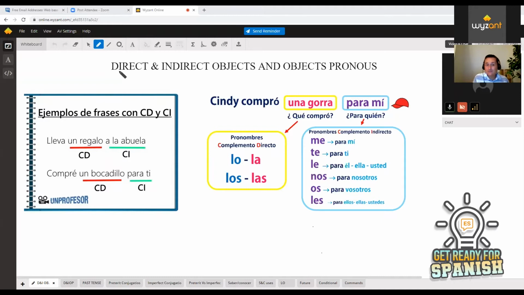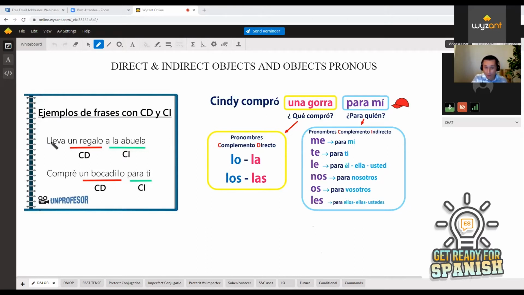Now in Spanish, of course, they're going to be a little different. For example, we have a couple of examples here. Lleva un regalo a su abuela, okay? He's taking a gift for her grandmother. So the gift will be the direct object, and abuela, for the grandma, will be the indirect object. Now, how will we say that, not mentioning gift or not mentioning abuela? It will be something like, se lo lleva. Se lo lleva.